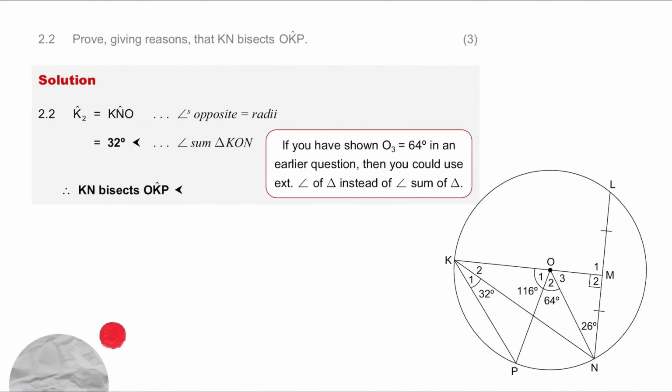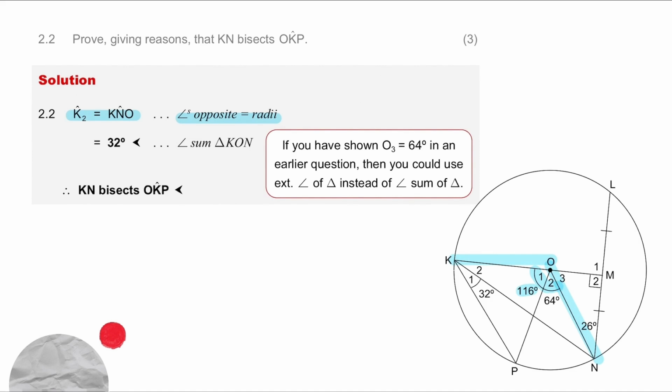We need to write up the solution. It is 3 marks, so we don't have to write a lot down, just what is essential to somebody to know that we know what we are doing. So we're going to tell them that K2 is equal to angle KNO. For us to understand that, we can have another quick look at the sketch. We have an isosceles triangle, so we know that the angles opposite the radii are equal, and that's all we're going to write down. We know that the angle at O, this very big angle, is 116 degrees.